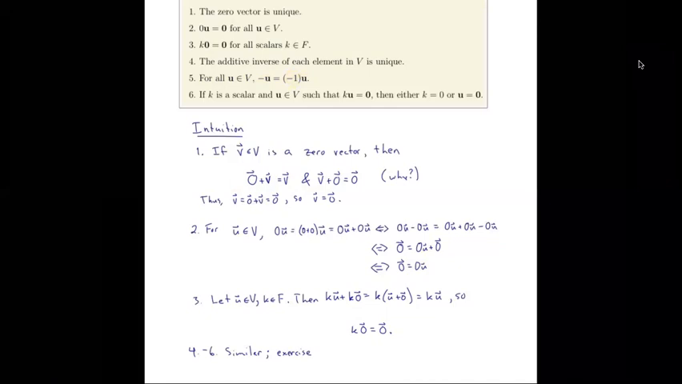And then if k is a scalar and u is a vector in V such that ku equals 0, then either one of these two is 0. Right? Either k is 0 or u is 0. And that's the only way to get that 0 vector out of that product.